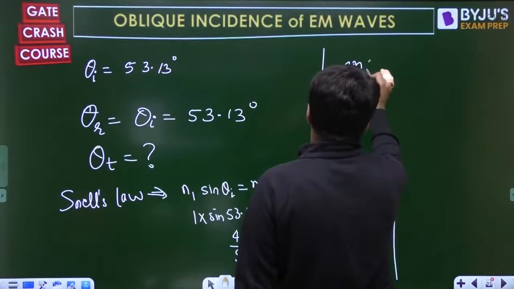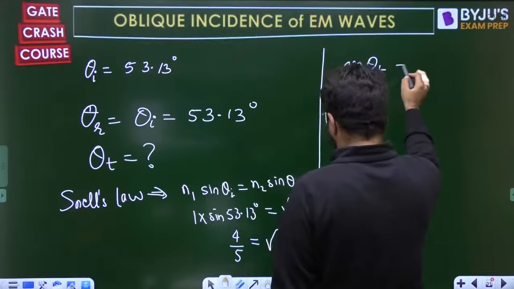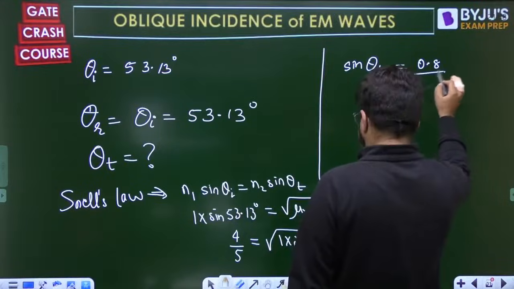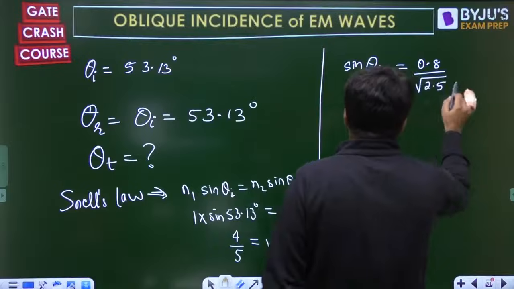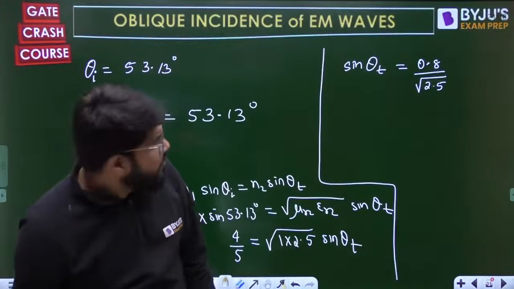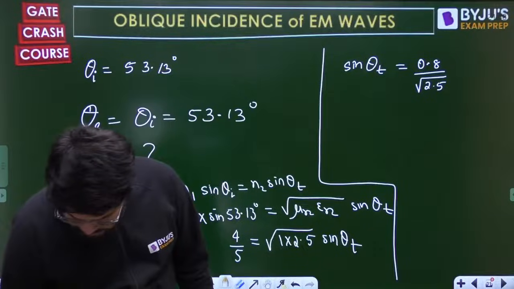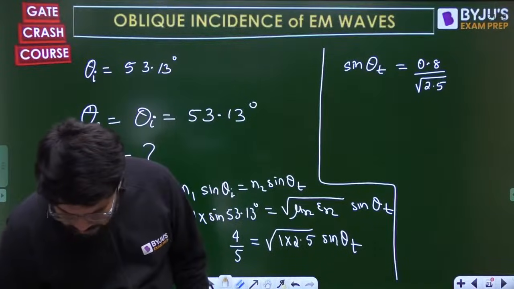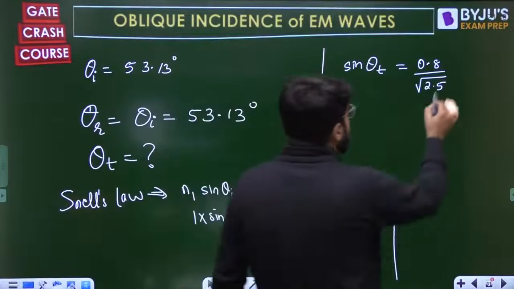So what should be the sine of theta t? That is 4 by 5, that is 0.8, divided by under root 2.5. Everybody quickly solve this value and get the answer. Use only a virtual calculator. So this is 0.505 nearly.